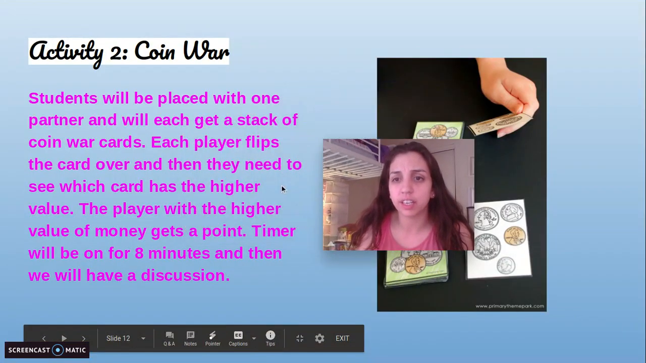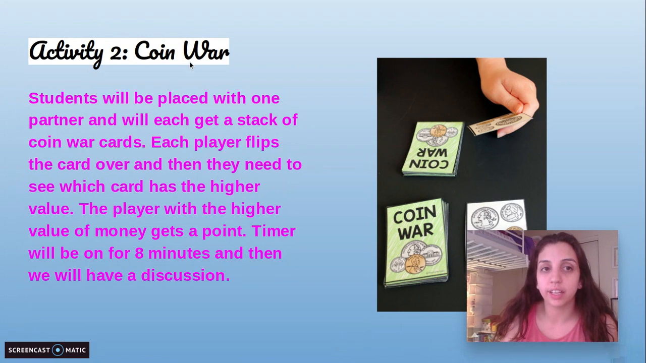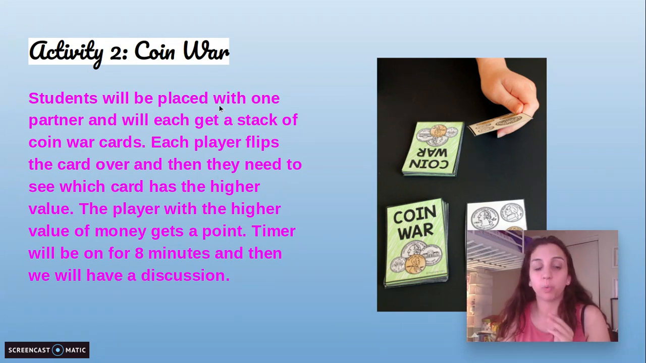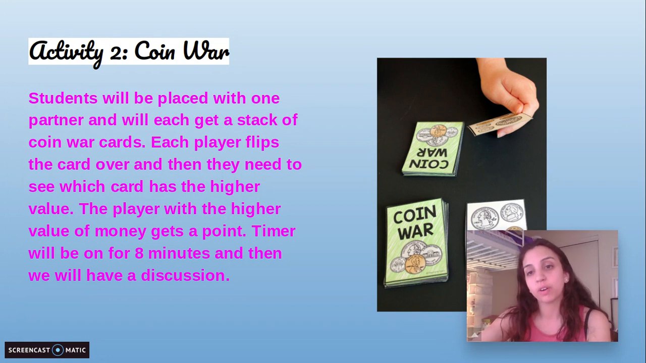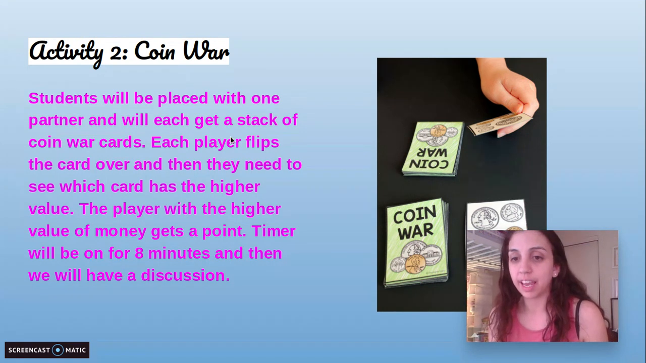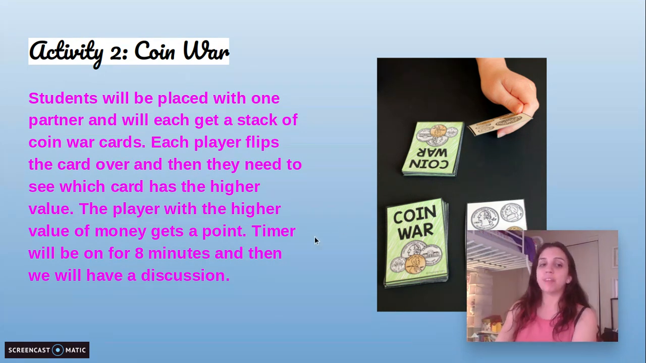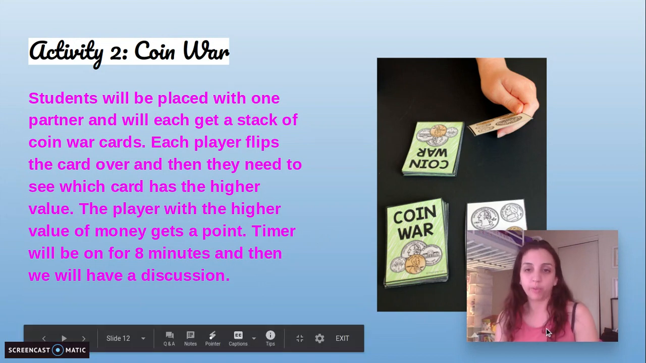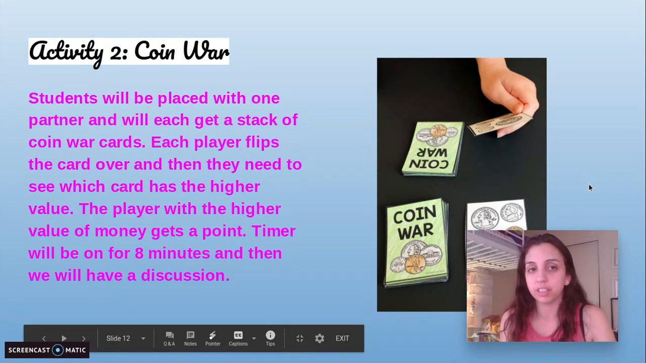The second activity is Coin War. In this game, students will be placed with one partner, and they'll each have their own stack of Coin War cards. Each player will flip a card over, and then they need to see which card has the higher value, based off the coins that are on those cards. They'll keep track of which person gets the point. When the timer goes off, this will be like an 8-minute session doing this activity. Then we'll have a class discussion and go back and see how everyone did with this activity.